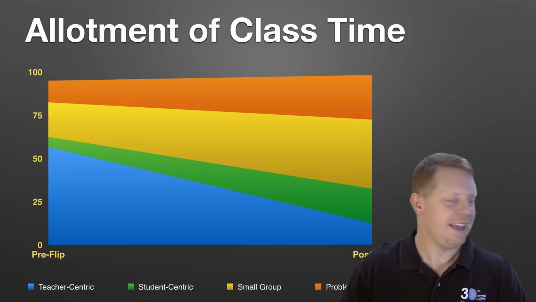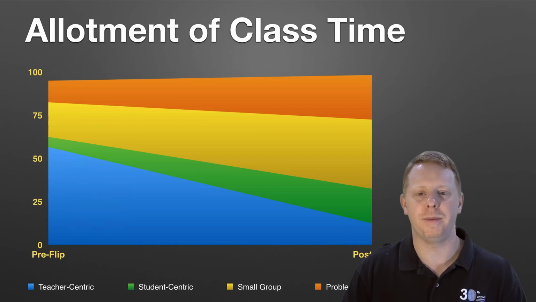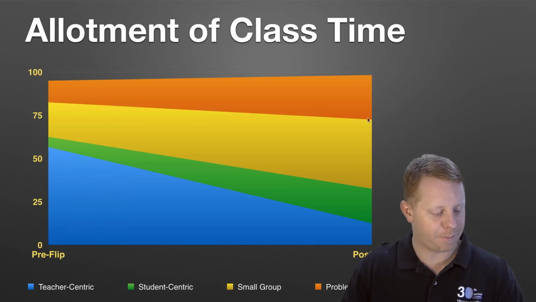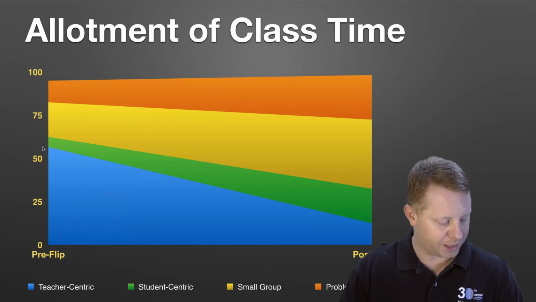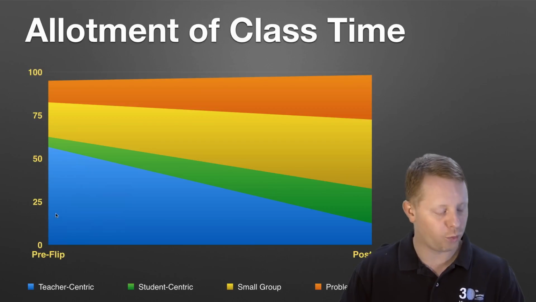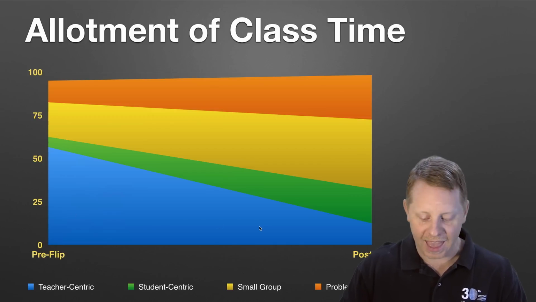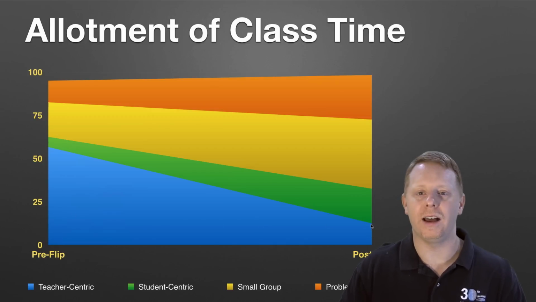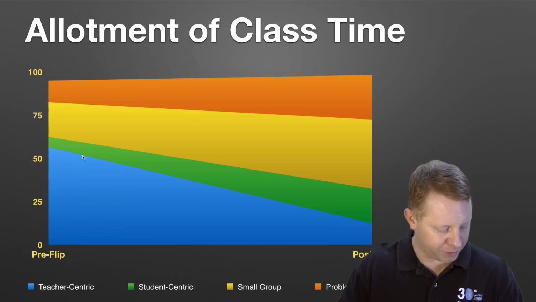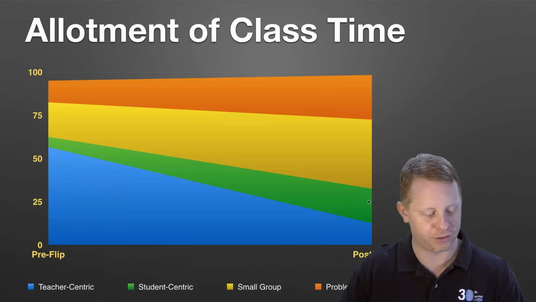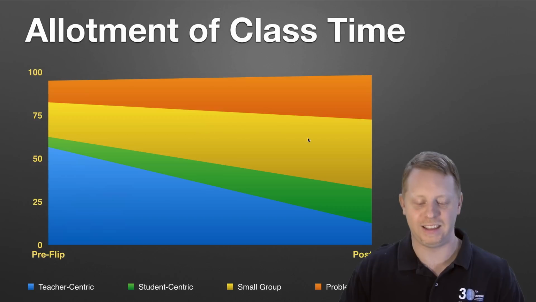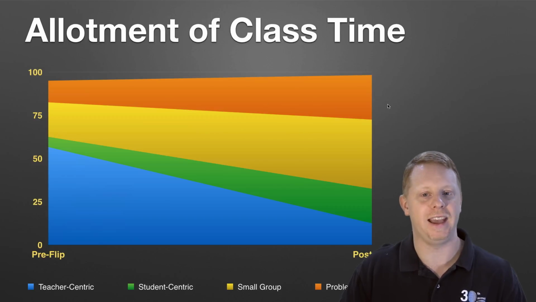So the first thing is we took a look at where teachers spent their time in their class from before they flipped their classroom until after they flipped their classroom. And you can see we have a big change here. Pre-flip, a majority of time is spent in teacher-centric activities, probably direct instruction or something similar. After flipping, this has come down to well under 25%. You see a growth in student-centric activities here in green, a growth in small group activities, and a growth in problem-solving activities as far as classroom time allotments.